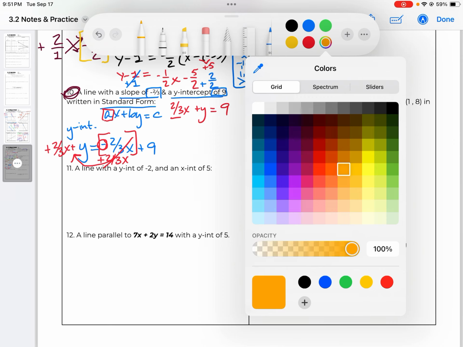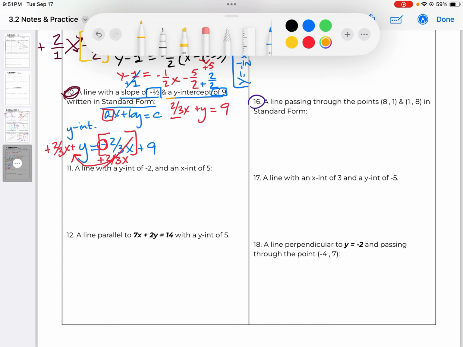And we do that by multiplying the entire equation by 3. Since we have a 3 in the denominator of our fraction, we would multiply it by 3 to cancel it out. And so when we multiply everything by 3, we are going to distribute it to everything inside of the equation. So we have 3 times 2/3, that is 6/3. And then we have 3 times y, that's 3y. And we have 3 times 9, that's 27.